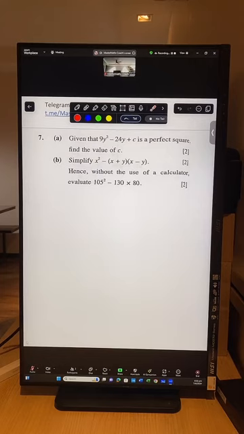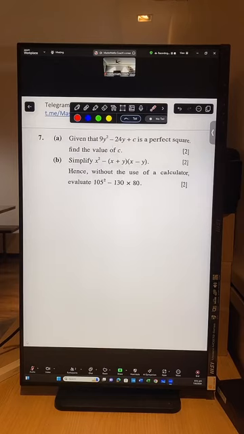So what's a perfect square, guys? A perfect square is basically a number or a value where if you were to square root that number or that value, you will get a whole number or an integer. You will not get a decimal, you will not get a fraction. Example, 16. 16 is a perfect square. You square root 16, you get 4. 25 is a perfect square. You square root 25, you get 5.